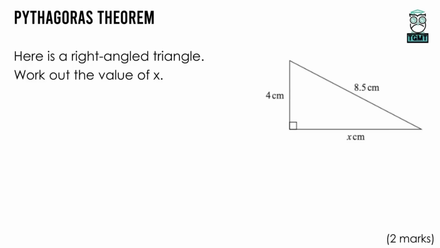With Pythagoras' theorem, we have a formula that we need to know how to use. So Pythagoras' theorem is a squared plus b squared is equal to c squared.